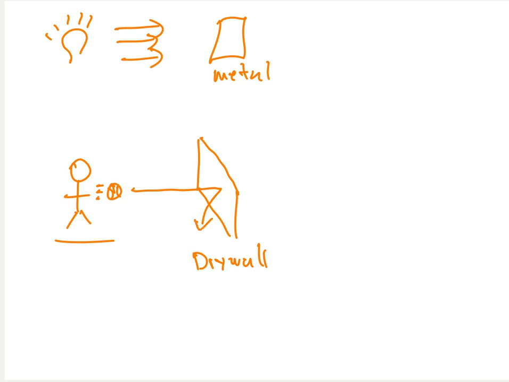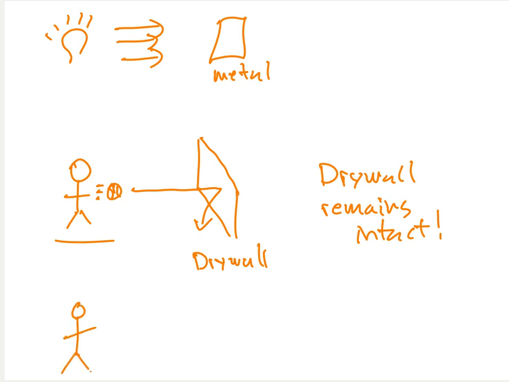And it wouldn't matter if I threw one tennis ball, 20 tennis balls, 100 tennis balls, or 1,000 tennis balls. As long as it's a well-constructed lecture hall, I'm never going to break through that drywall. So the drywall remains intact. I don't work out enough to be able to throw a tennis ball through drywall.